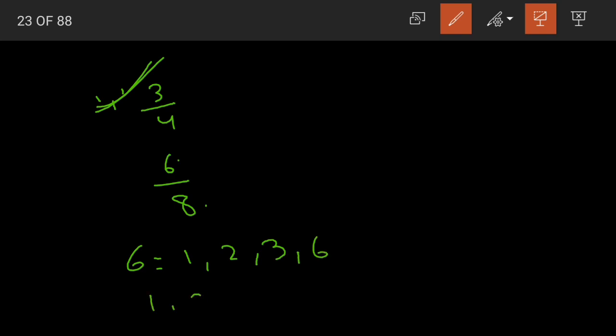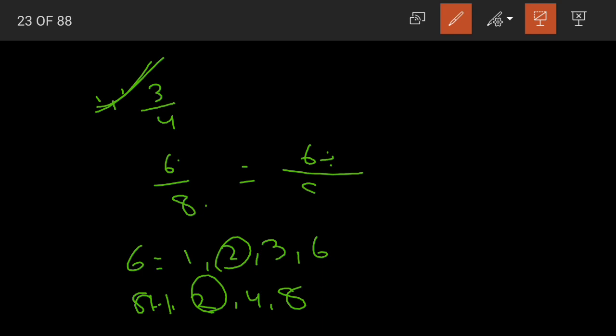Another example, what do we have here? 3 by 4 and 6 by 8. Now 3 and 4 share only 1 as their common factor, so it is already in its simplest form. Now coming to 6 by 8. See, the factors of 6 are 1, 2, 3 and 6. The factors of 8 are 1, 2, 4 and 8. Now these two have 2 as their HCF. So this is not in the simplest form.